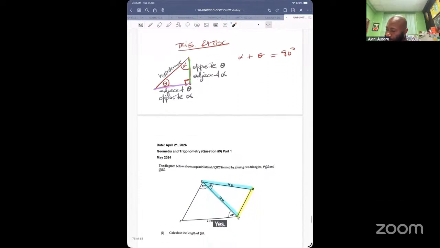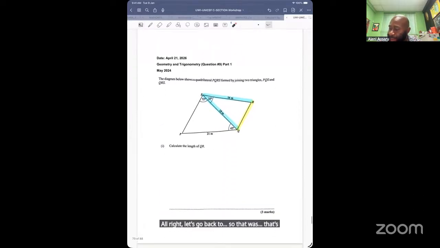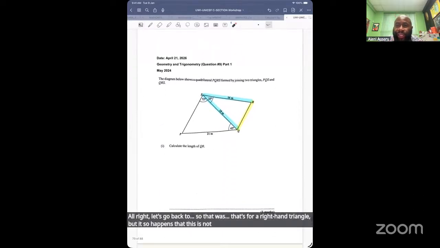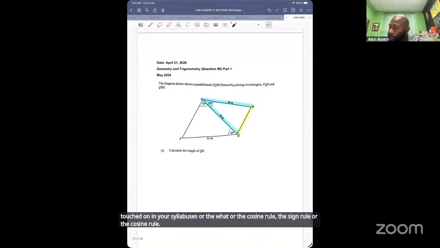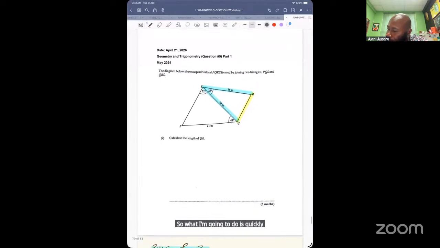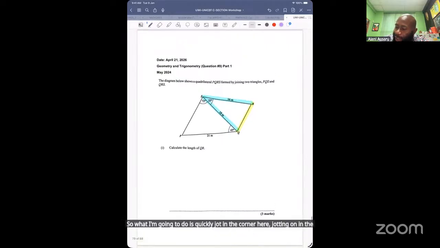So that's for a right angle triangle, but this is obviously not a right angle triangle. So now we're going to have to use either the sine rule or the cosine rule, based on what you would have touched on in your syllabus. What I'm going to do is quickly jot down the sine rule in the corner here. Anybody want to tell me what the sine rule says?